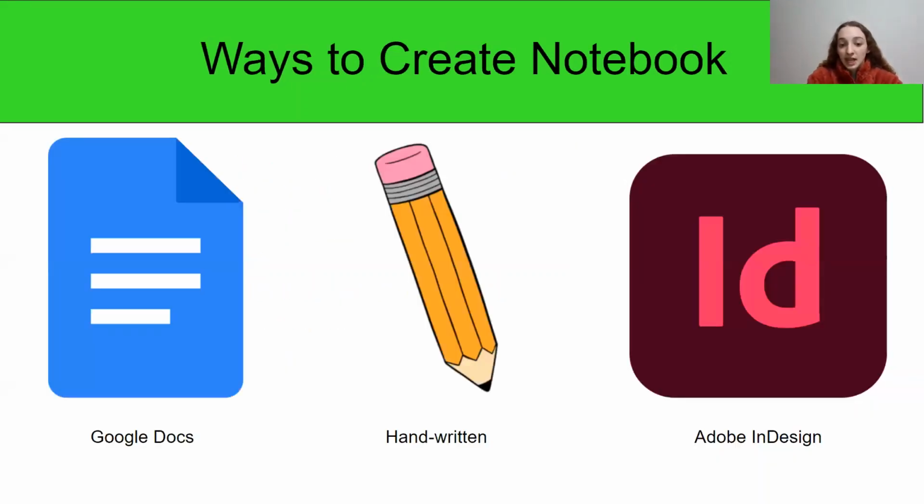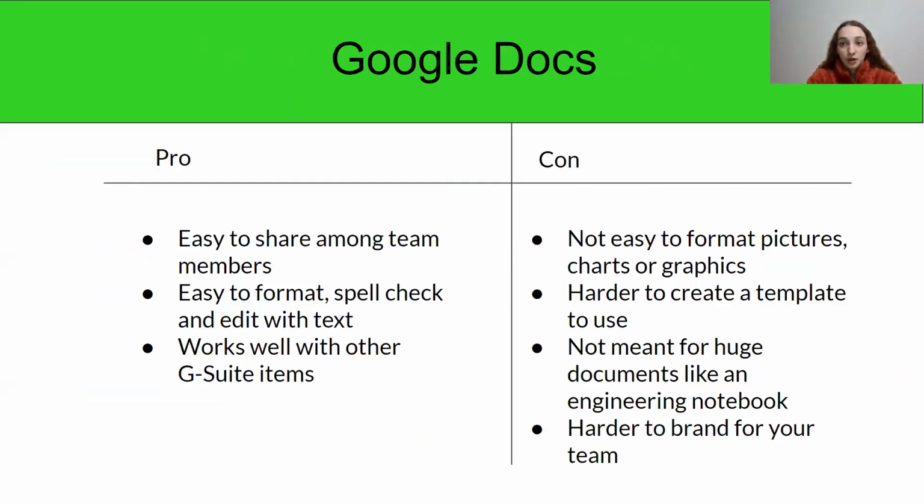One main thing to decide when starting your notebook is what to make it with. There are three main choices that our team recommends considering. They are Google Docs, handwritten, or Adobe InDesign. Google Docs is what the majority of teams use. This is easy to share among team members, easy to format, spell check, and edit the text, and works well within G Suite, which most students already use and are comfortable with.